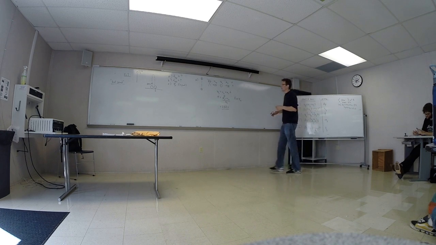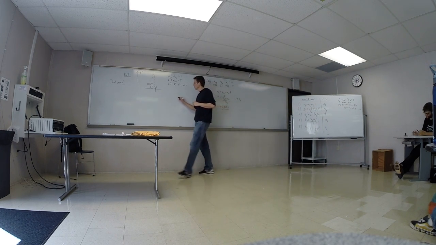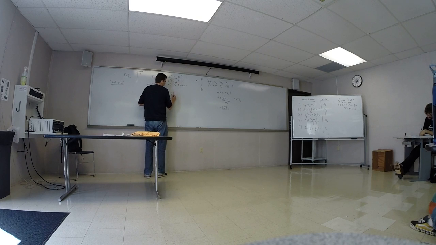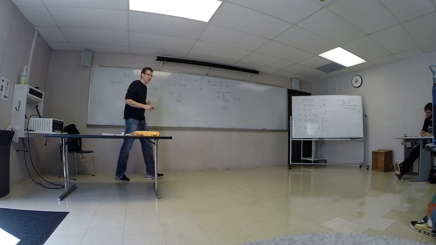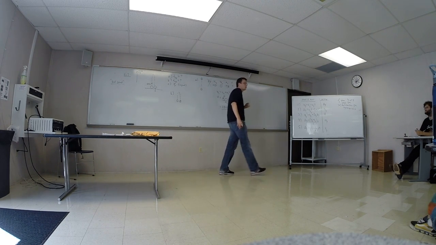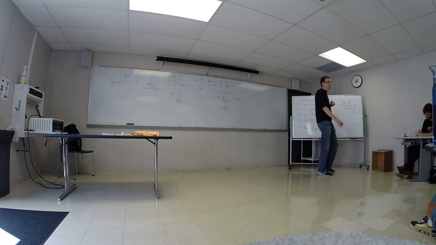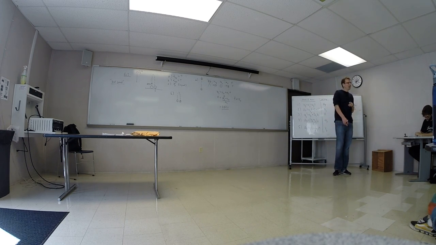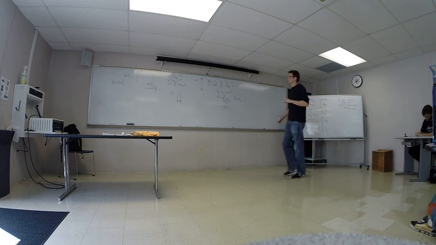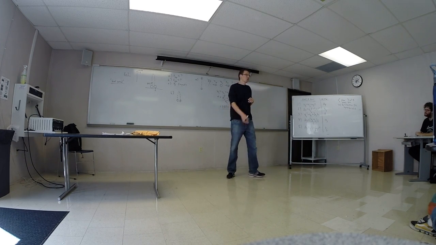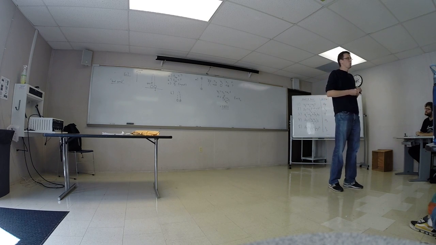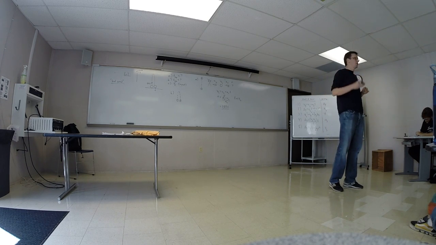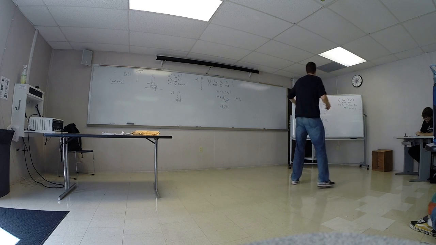Okay, so let's do part B. Now part B asks me about the total flight time, so I want to know the time between when it starts and when it ends up back at the same level. Now this has both an upward part and a downward part. So am I required to break it up into two pieces, or can I do it all with just one of these equations?